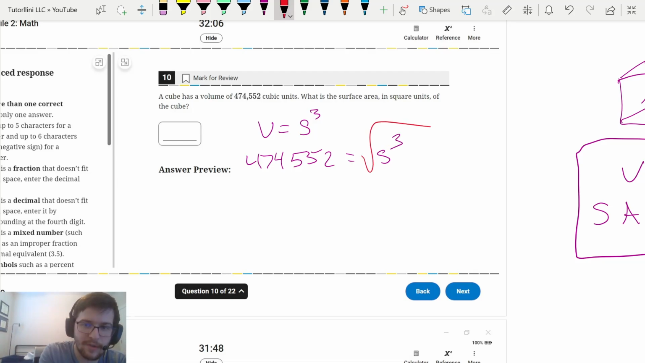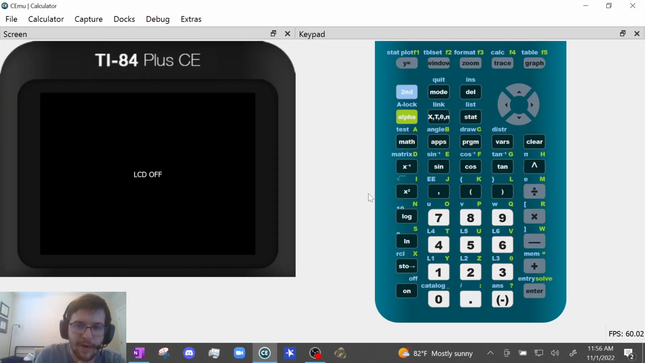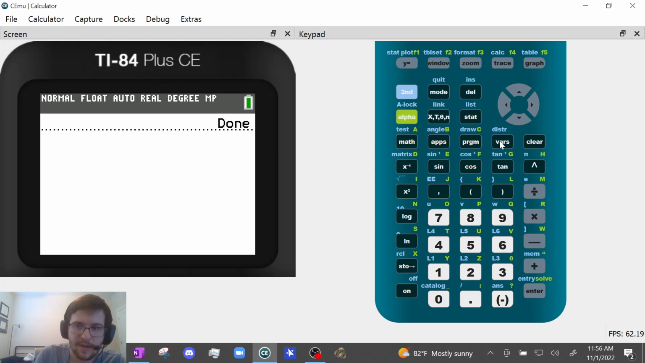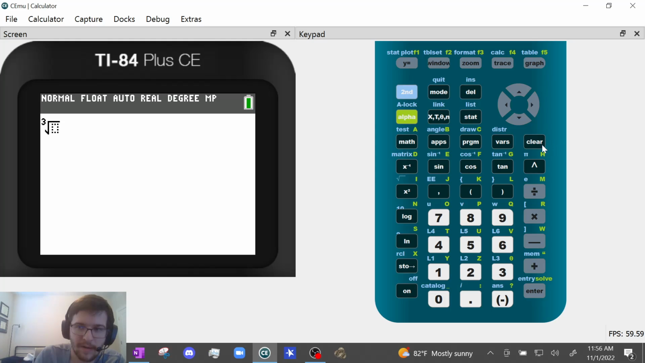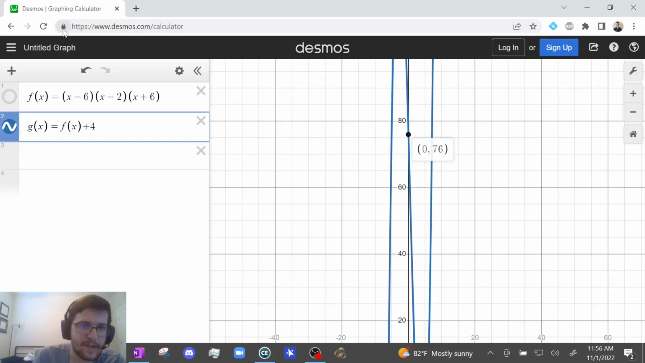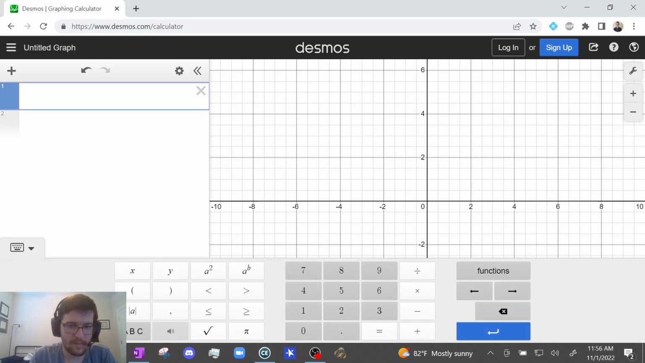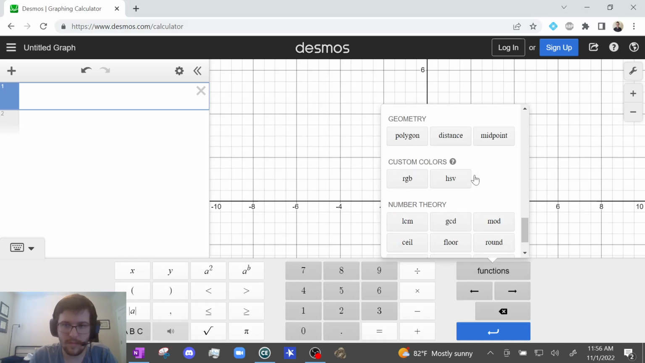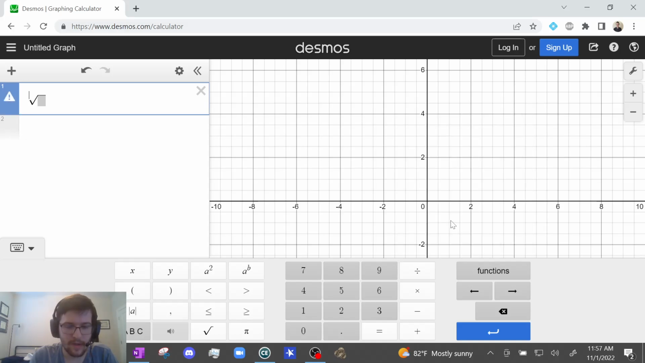We can solve for s by taking the cube root of both sides. On the TI-84, to do the cube root, you press math, and then you go to option 4, cube root, and then you type in the number. On Desmos, I'm not sure how to do it. Let's see. Yeah, see how it says at the very bottom of this function's n root? So you could type in cube root. Probably easier to do on the TI-84, honestly.